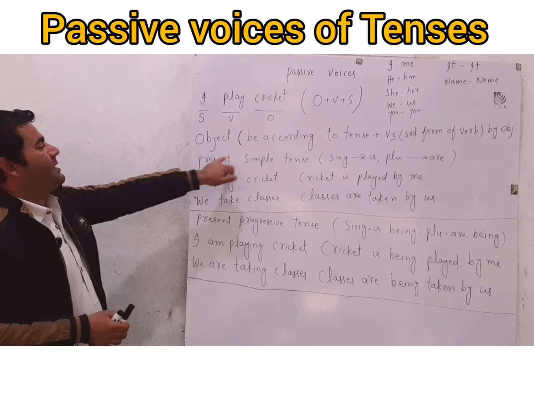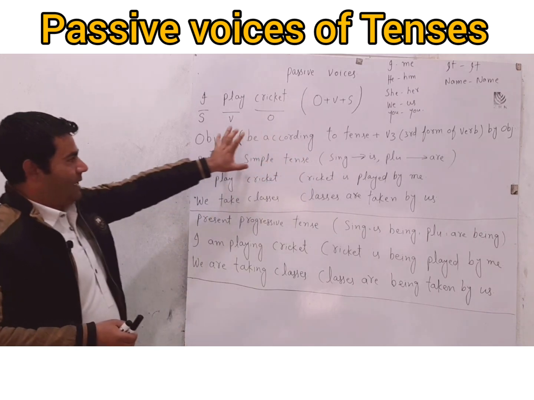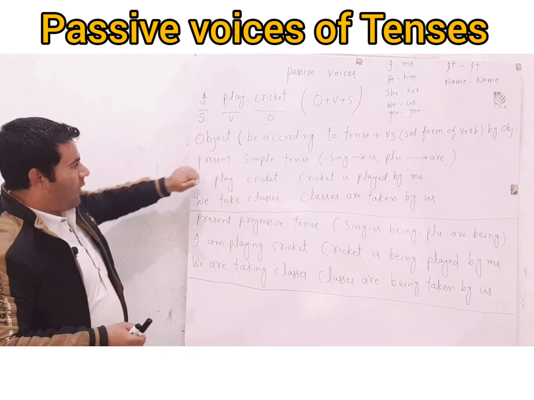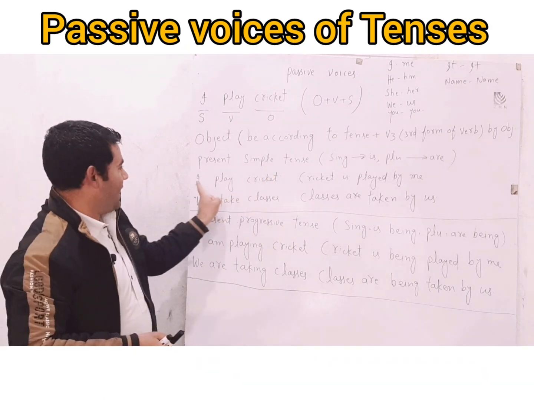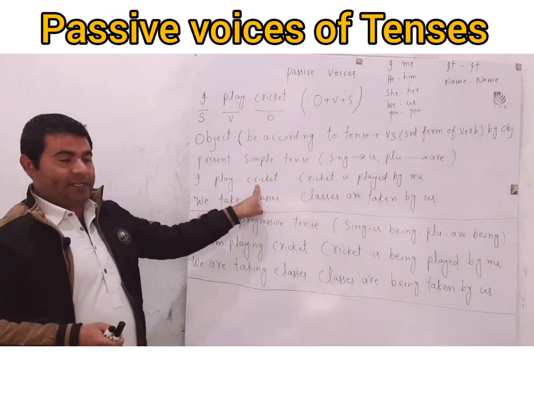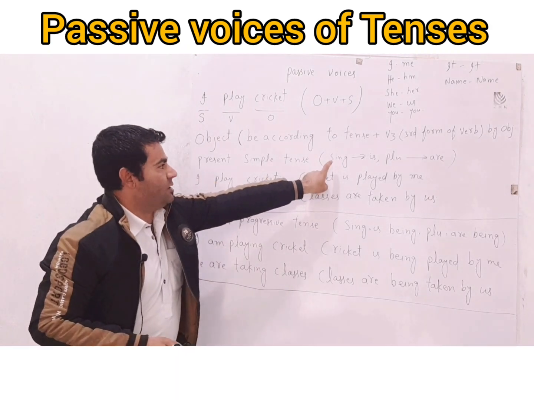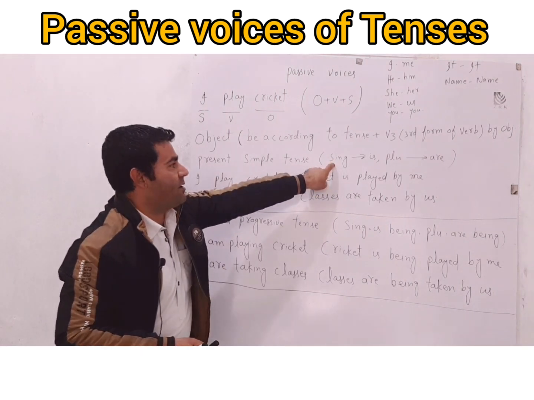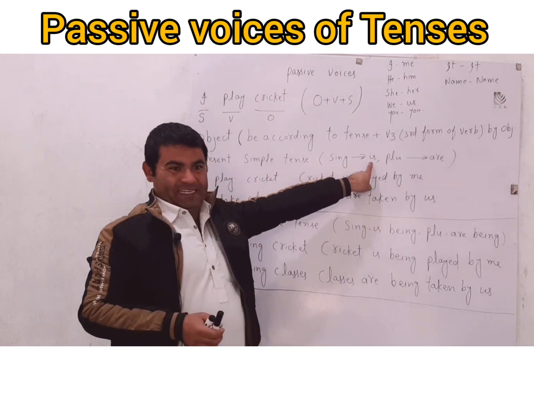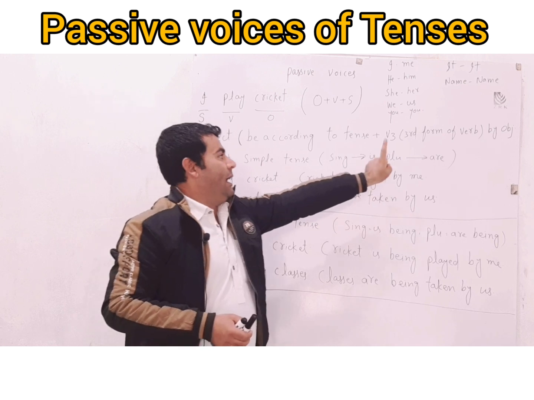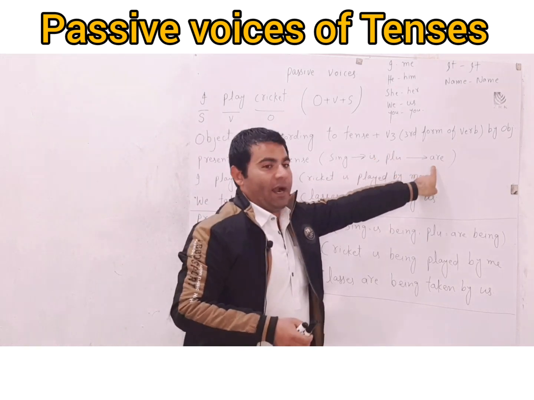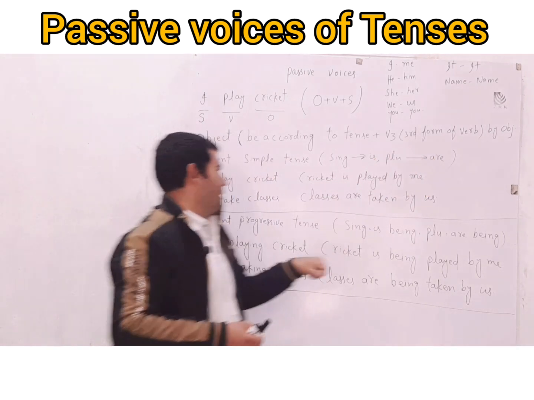Let's talk about present simple tense. So I said that we will bring the object to the beginning of the sentence. Okay? I play cricket. So cricket is the object. And I have mentioned that if the object is singular, we'll put is. We'll use is as the be. And if it is plural, then we'll use are. Okay? Are is also be.